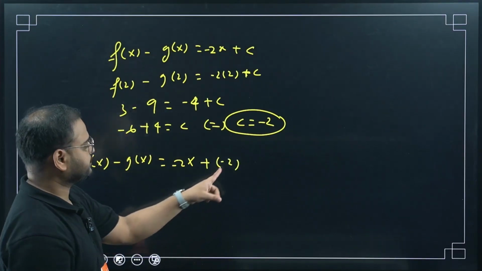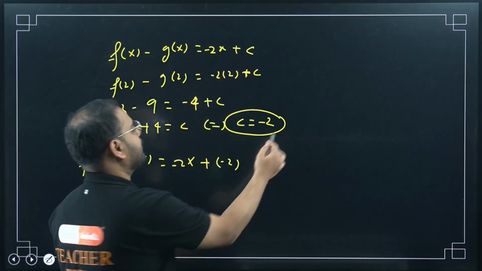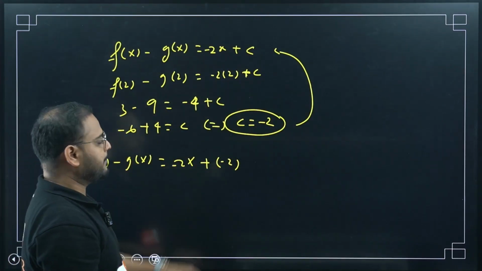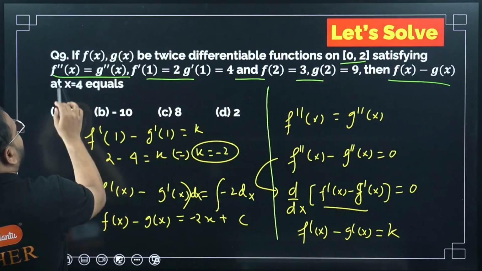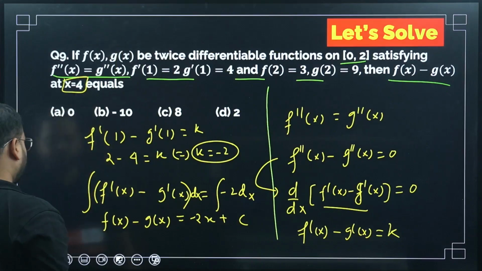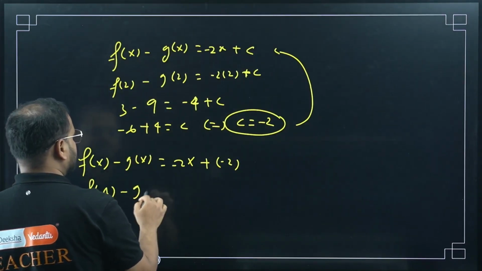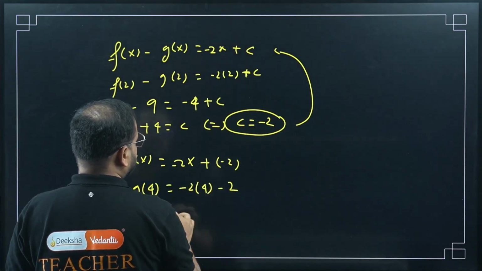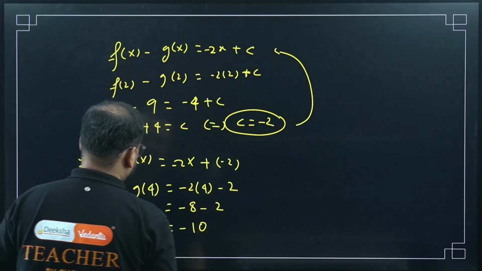Please have a look. The c value I got as minus 2. I am putting it in this equation. I get f of x minus g of x equals to minus 2x minus 2. They are asking us for what value? For x equals to 4. So f of 4 minus g of 4 equals to what? Minus 2 times 4 and minus 2. How much is that? Minus 8 minus 2. How much is that? Minus 10.